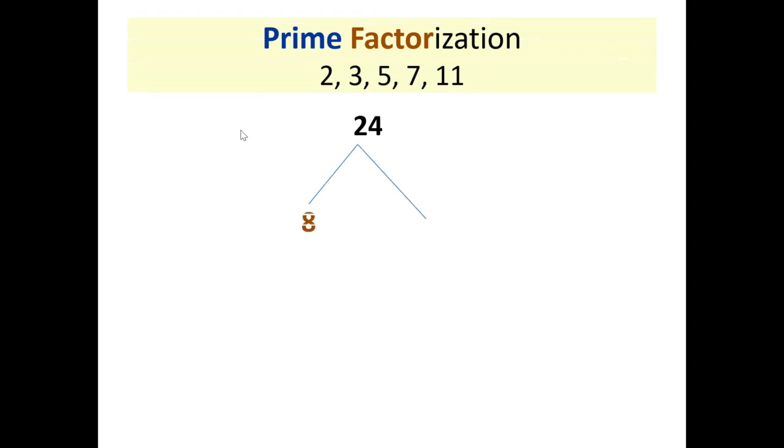This time I'm going to break down 24 as 8 times 3. In this case, 3 is already prime, as you can see up in the list. Put a circle on it, and we'll try to break down 8 further. 8 will be 2 times 4 or 4 times 2. 2 is a prime, circle it, and break down 4 further as 2 times 2.